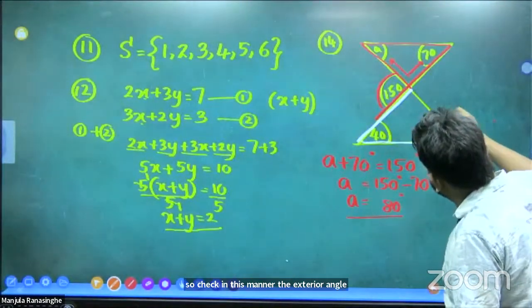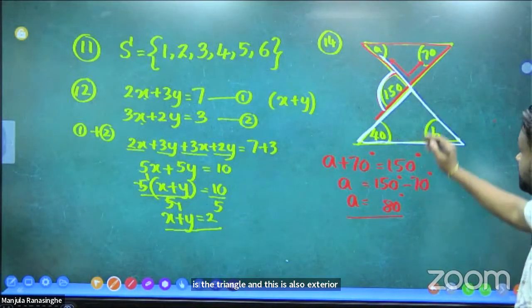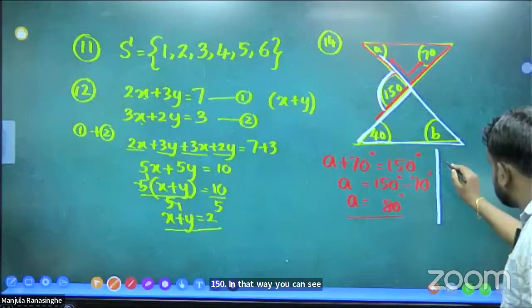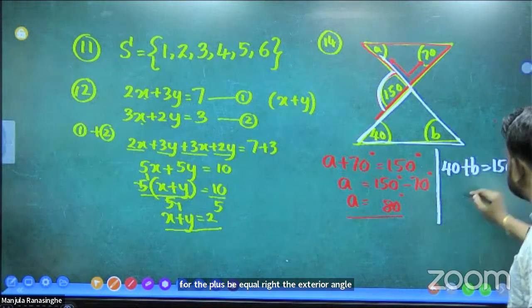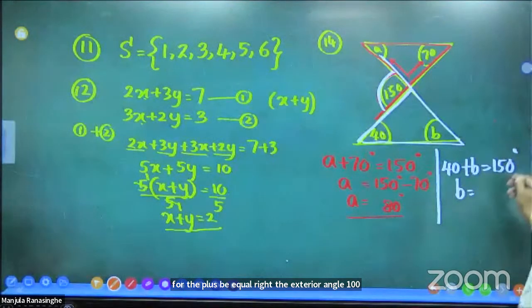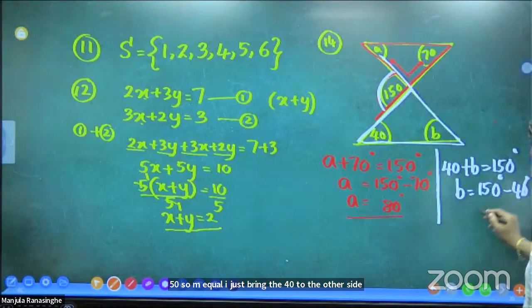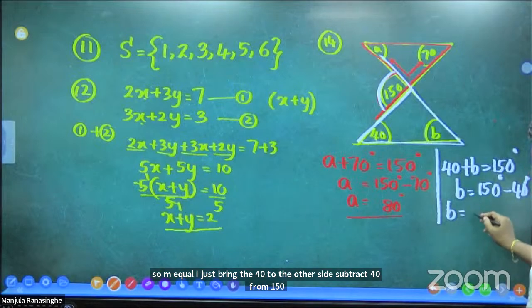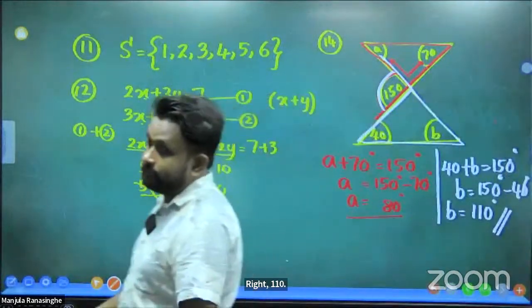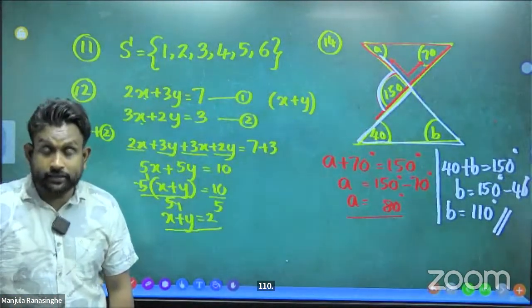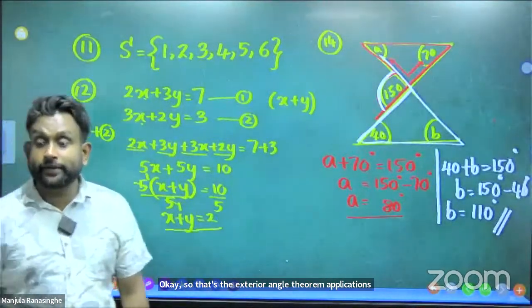This is the triangle and this is also an exterior angle, 150. In that way you can see that 40 plus B equals the exterior angle 150. So B equals, just bring the 40 to the other side, subtract 40 from 150, then that gives you B equals 110. Okay, so those are the exterior angle theorem applications in two different triangles in two different ways, right?